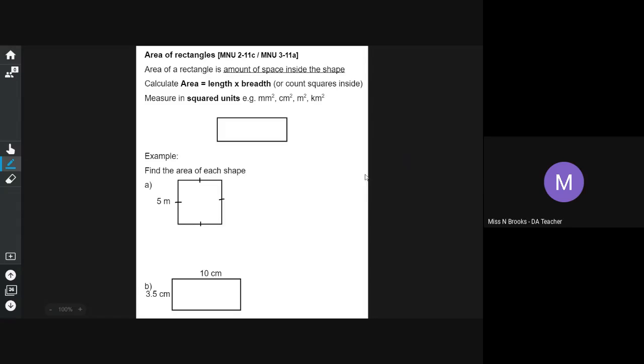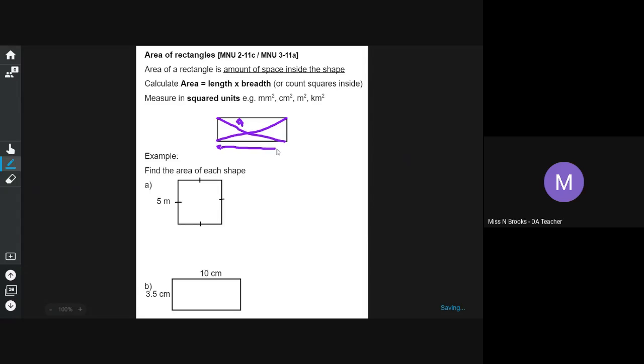We calculate it by saying the area is equal to the length multiplied by the breadth, or if we have a picture where we've got squared paper, then we can count the squares inside. So I've got a rectangle drawn here, and what I'm saying is that the area is this space inside, so that's your area, A.